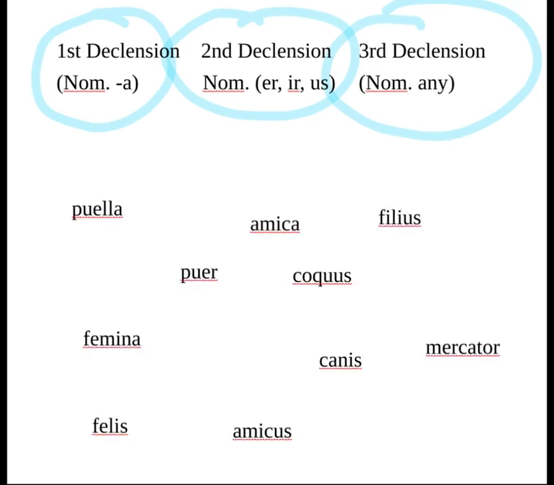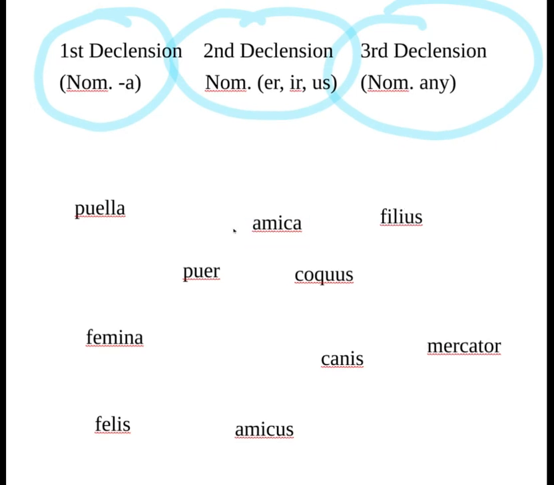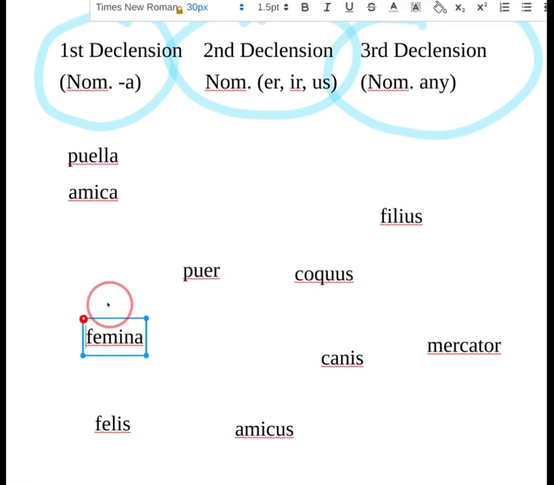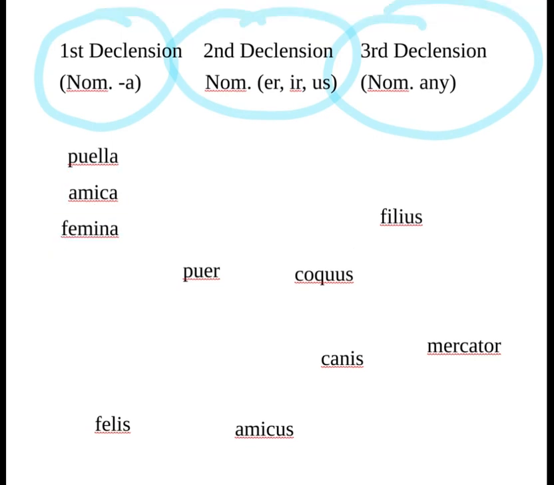I want you to figure out what would go in the first declension, what would go in the second declension, and what would go in the third declension. Okay, let's see how it goes. I see Puella ends with an A, so I'm going to put that in my first declension. Amica also ends with an A, so that's going in my first declension. I see Femina over here that ends with an A, so I know that's going to be in the first declension. Now I see Puer.